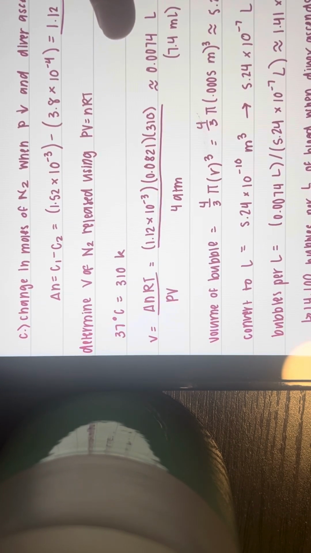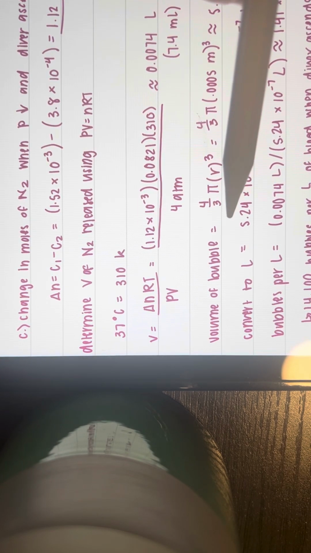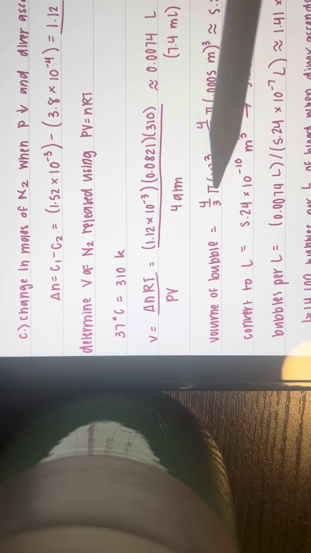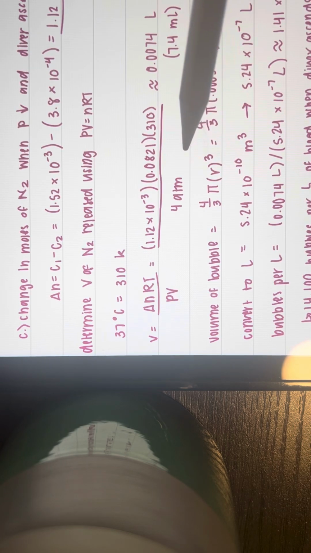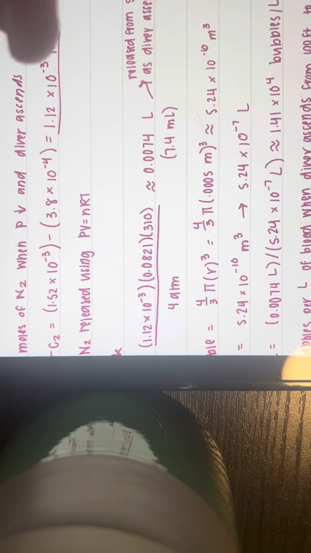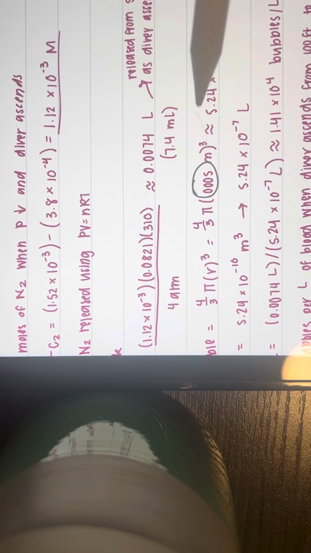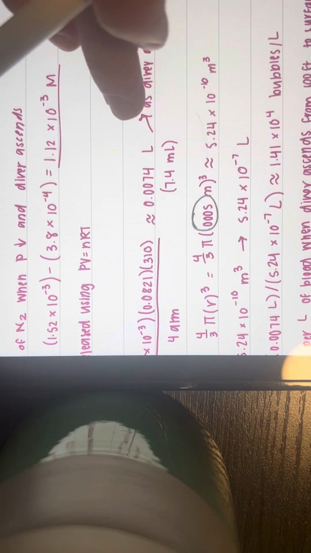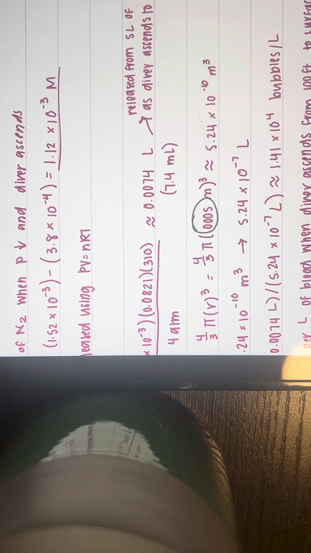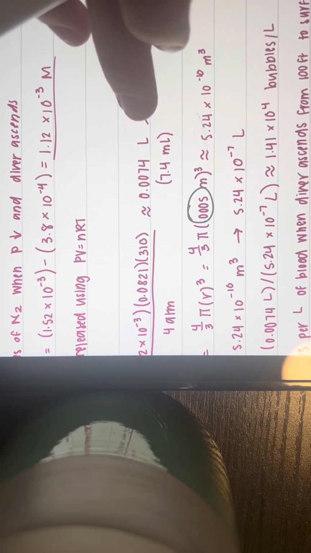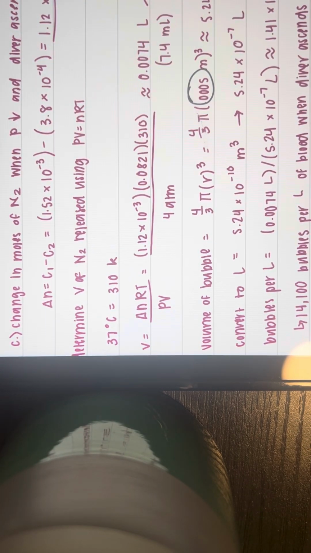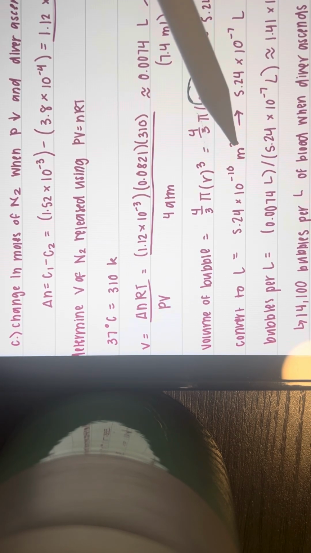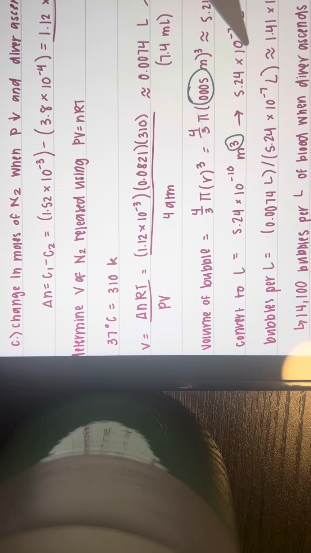And then I did have to look up how to find the volume of a sphere again, because I forgot. So the volume of a bubble is 4/3 pi r cubed. So then this was also given to us. And so I plugged that in, and that got us to 5.24 times 10 to the negative 10th. And that would be the volume of one bubble. But then you have to convert this to liters. So then it is 5.24 times 10 to the negative 7th.